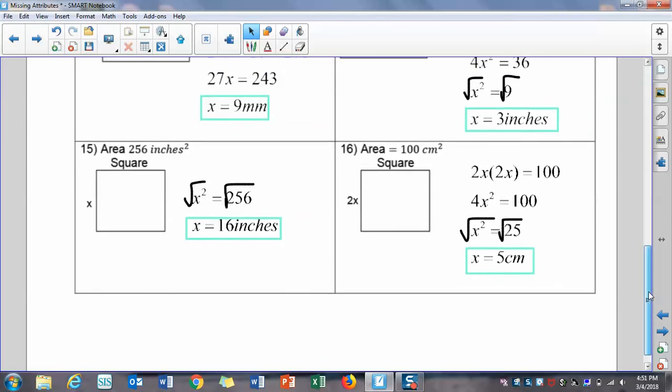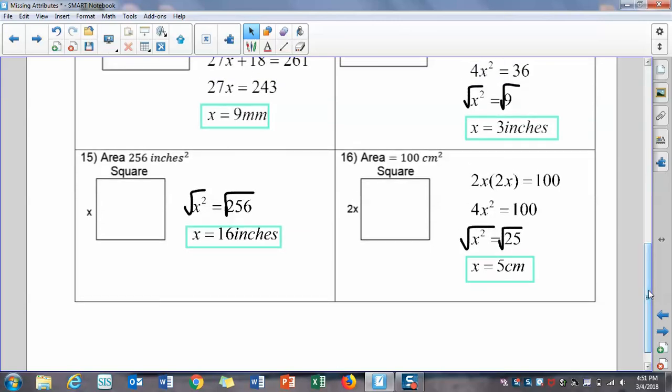Okay? Now that we've finished the notes, please go ahead and complete the practice and check your answers to the practice with the answer key.